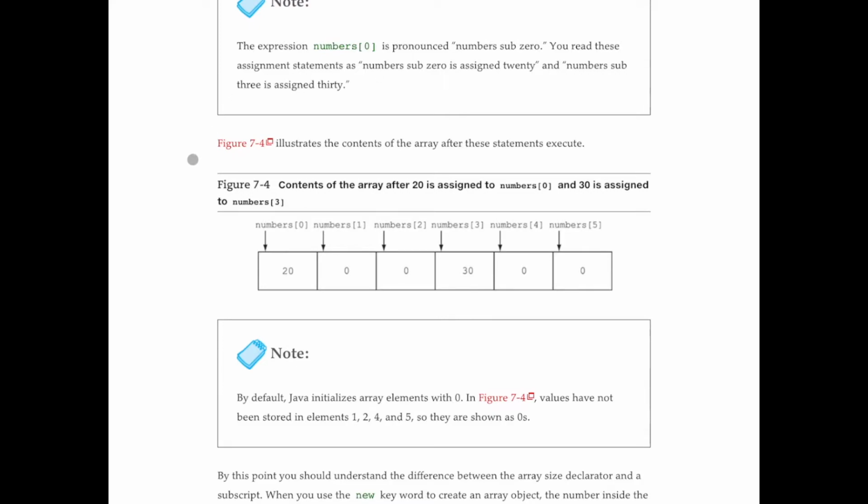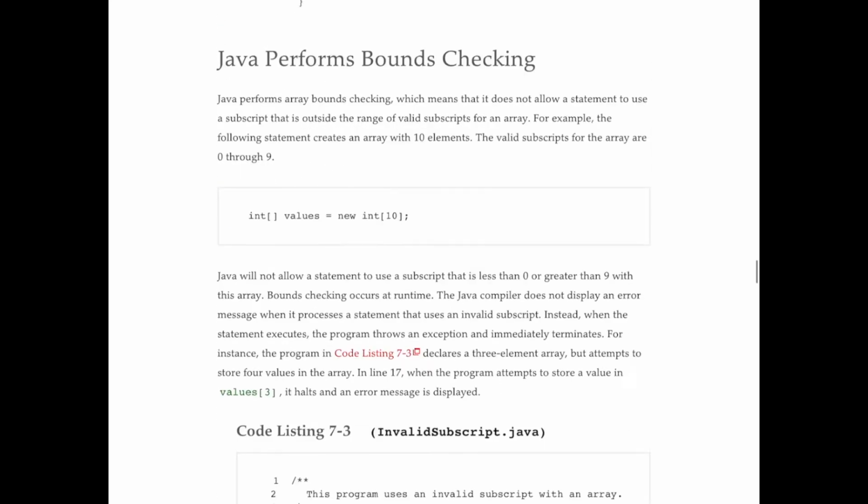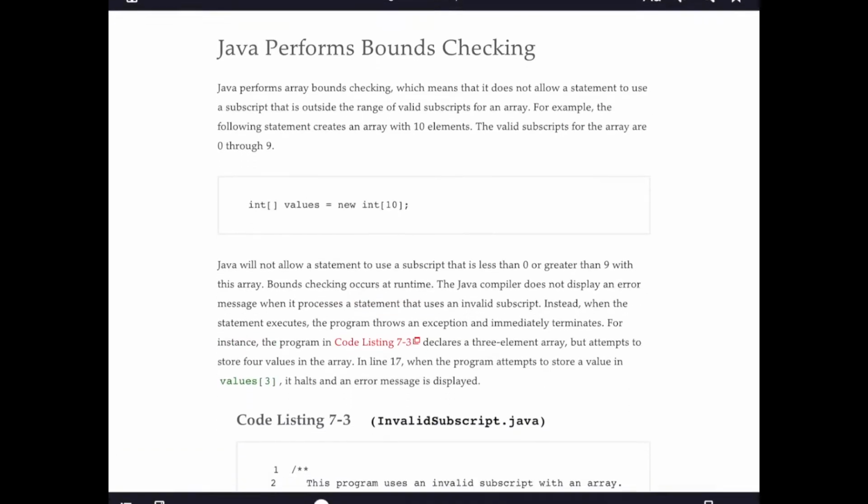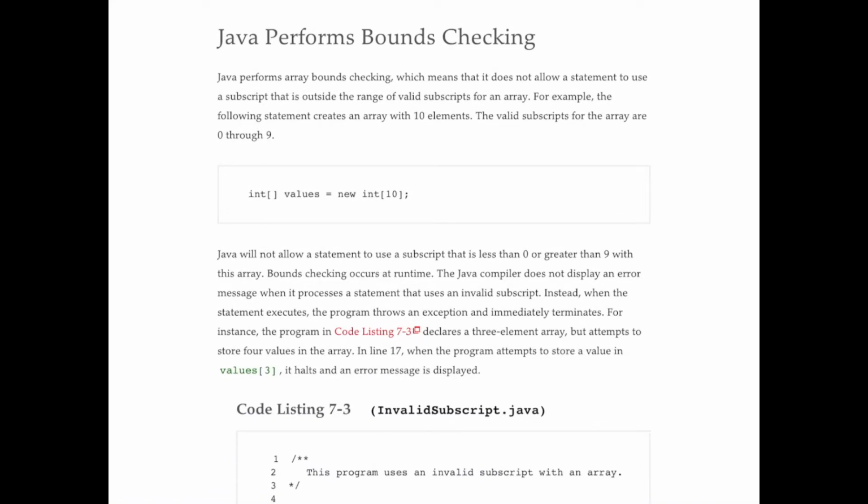So the subscript you are referring to, you would just use it after the name of the array you're referring to. So numbers sub-0, numbers sub-1, numbers sub-2, numbers sub-3, you get the idea, and we keep on going there. I will mention it here, and this kind of comes up to page 409. Java does perform what is known as bounds checking.